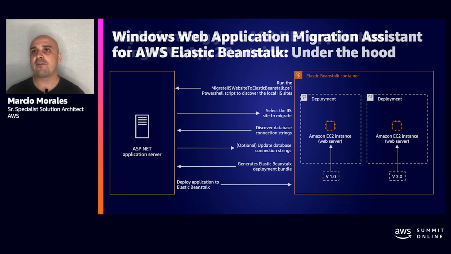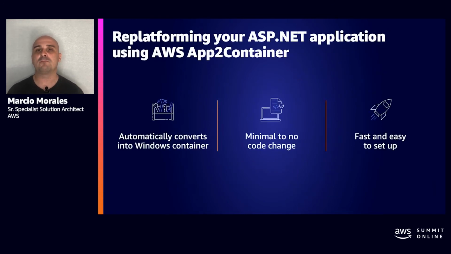The second option of re-platforming is when you want to run your ASP.NET application on Windows container. So we created an open source solution called AWS App2Container, which automatically converts your ASP.NET application running on a full Windows Server on-premise to a Windows container. Minimal to no code change. It takes around 30 minutes to complete the entire migration. So let's take a look at how it works.